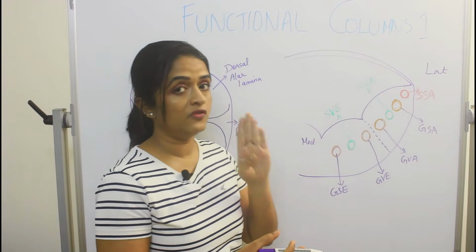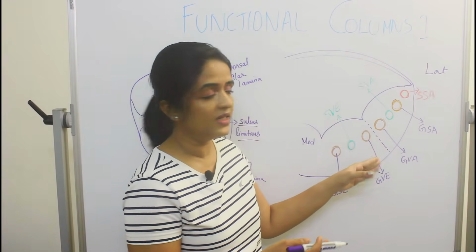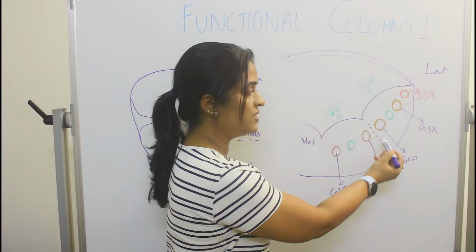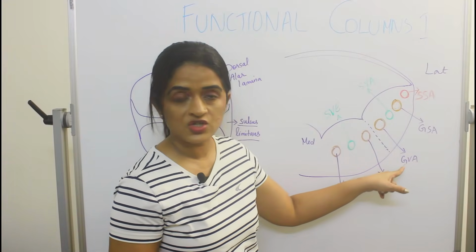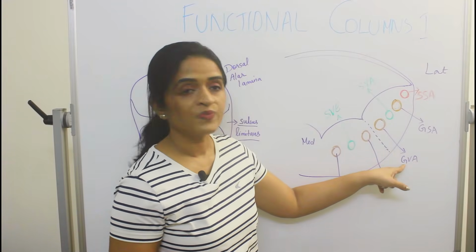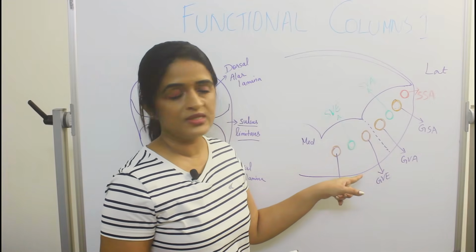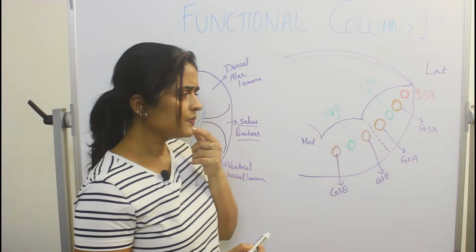See, so these are the 4 main columns, and you can also understand from this figure that this is the sulcus limitans, and on either side of the sulcus limitans you have these visceral columns arranged. So general visceral efferent and general visceral efferent, these 2 visceral components are arranged around the sulcus limitans.